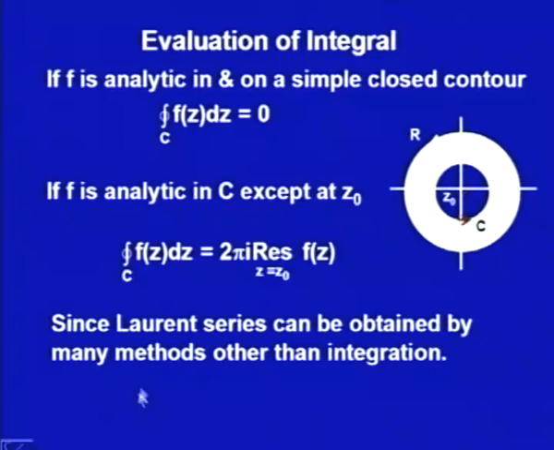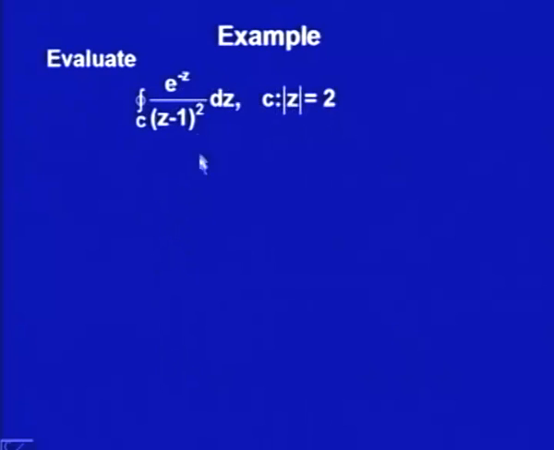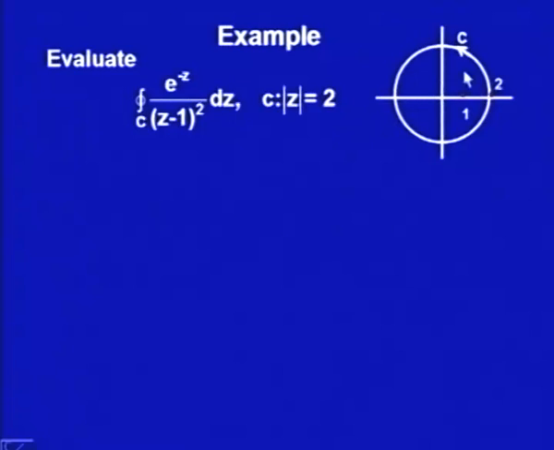As I said, this Laurent series can be obtained by many methods other than integration. This could help us in finding the integration, or the evaluation of this formula would help us in the evaluation of the integral. Let us see one example. Evaluate the integral of e to the power minus z upon z minus 1 whole square dz on the circle mod z equal to 2, that is, a circle with radius 2 and center origin. Let us see this function e to the power minus z upon z minus 1 square.